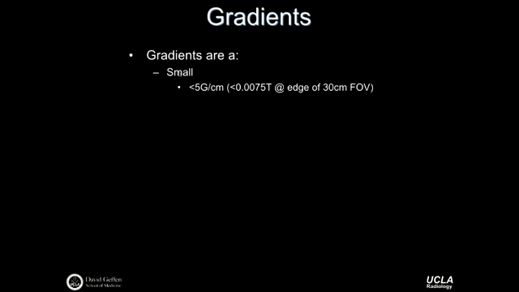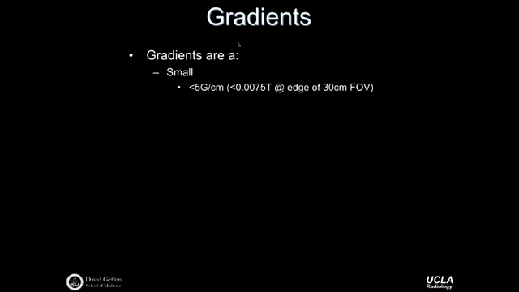What do I mean by them being small? Well, we're on the order of Gauss. And if we think about a 30 centimeter field of view, so say left, right, 30 centimeters, when I turn on the gradient, I can increase the field on this side, I can decrease the field on this side. But at the edge of my field of view, I'm only affecting my field by millitesla. So I'm at the Larmor frequency, say in the middle of my field of view, but I can increase the frequency by millitesla at the edge, and I can decrease it by millitesla on the other side.